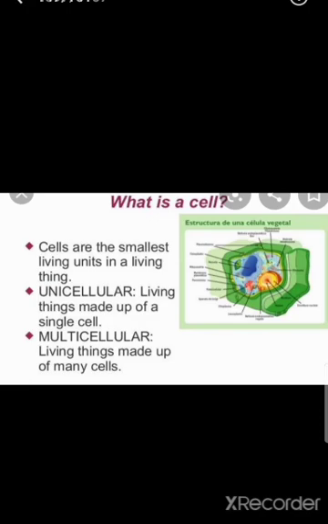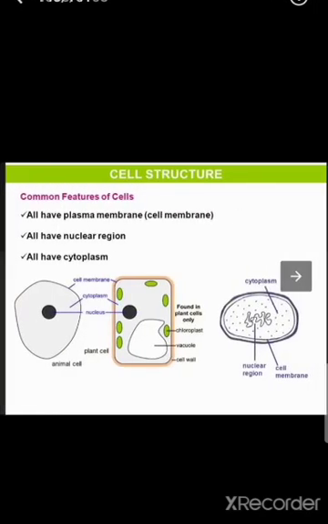Unicellular living things are made up of a single cell, and multicellular living things are made up of many cells. So there are some common features of the cell: cell membrane, cytoplasm and nucleus. The cell membrane controls what goes into and out of the cell.